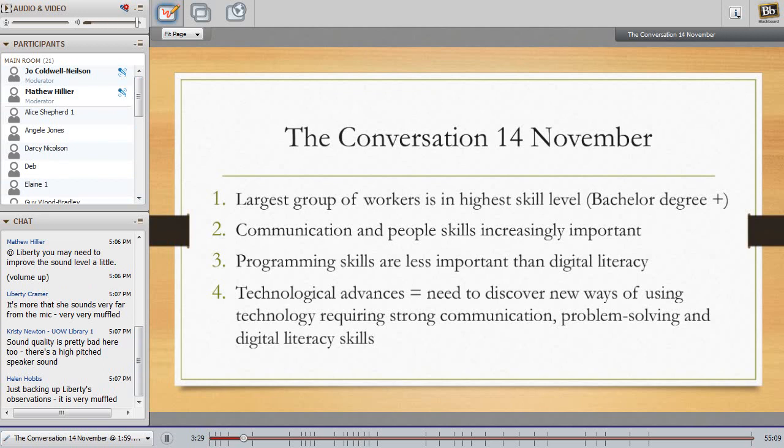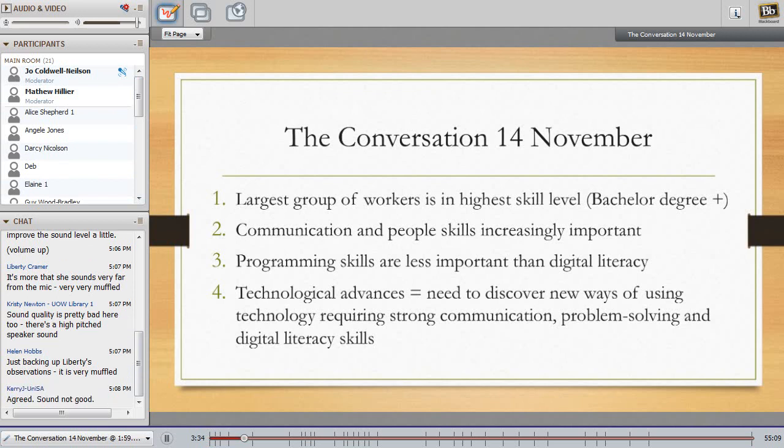Technological advances equate to a need to discover new ways of using the technology, which requires strong communication skills, problem-solving skills, and digital literacy skills. So just the communication, problem-solving, and digital literacy keeps on popping up.